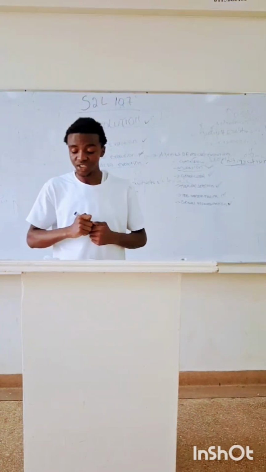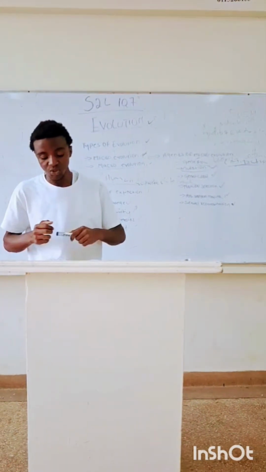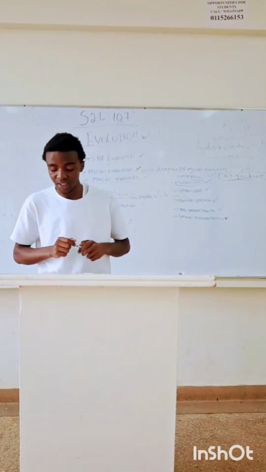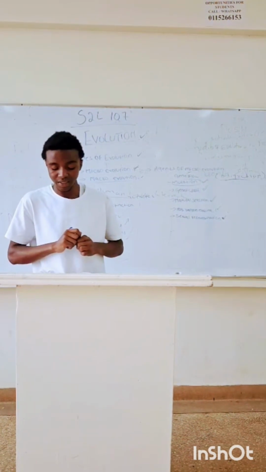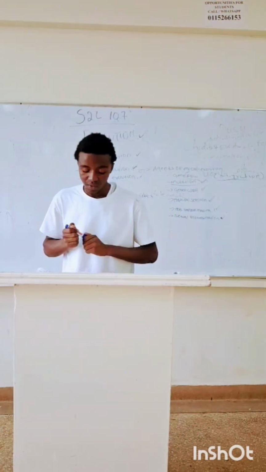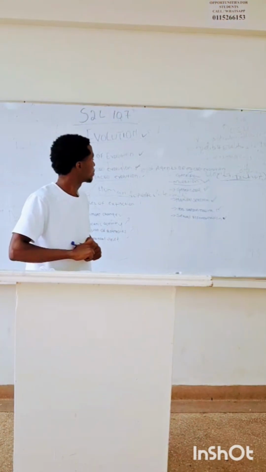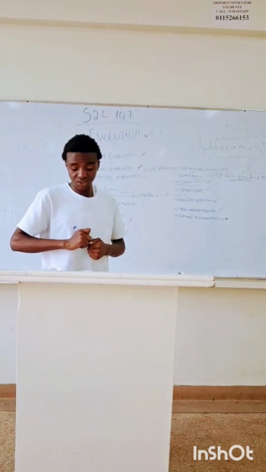So, genetic drift. It is the random change in allele frequencies due to chance. It has a stronger effect in small populations and can lead to the loss of alleles. One allele becomes 100%.